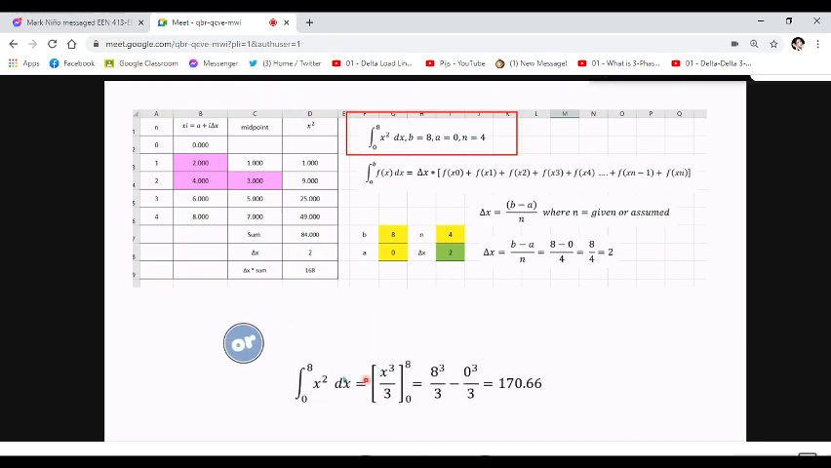Let us integrate this x squared dx. When you integrate that, that will be now x cubed over 3. And then the limit from 0 to 8. 8 cubed divided by 3 minus 0 cubed. And that is now 170.66. Base sa numerical integration, 168. Base sa integration, okay, 170. A difference of 2 something, ano?